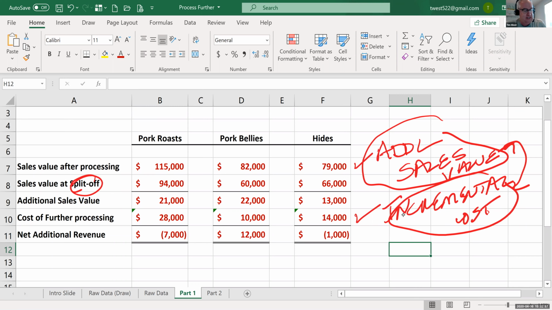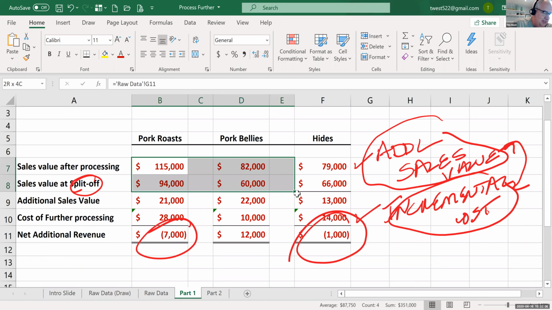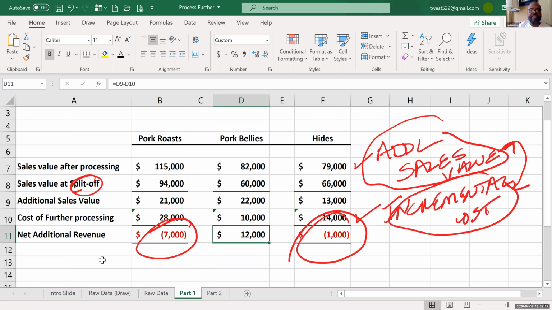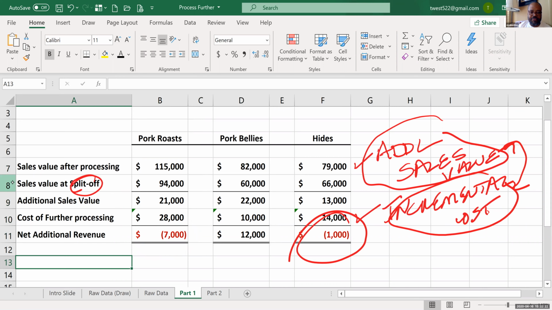So as we finish this analysis up, we've got two products. You've got brackets around those. What does that mean to me? That means that those are negative. That means that we are actually paying more. Our cost is greater than our benefit. So the cost of further processing for the pork roast, in order to turn it into a ham, is going to cost us $28,000, but we're only going to gain $21,000. So we have a $7,000 loss basically if we were to process this further.